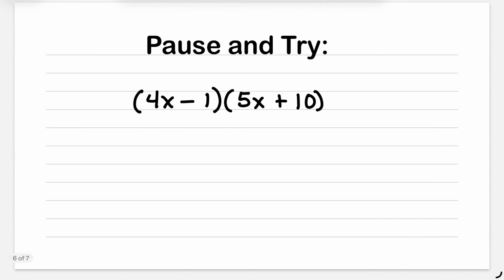Now it's your turn. Pause the video and give this a try. Let's see how you did. For the first terms, we multiply 4x times 5x to get 20x squared. The O is telling us to multiply the outer terms, so we're going to multiply the 4x times 10 to get 40x.